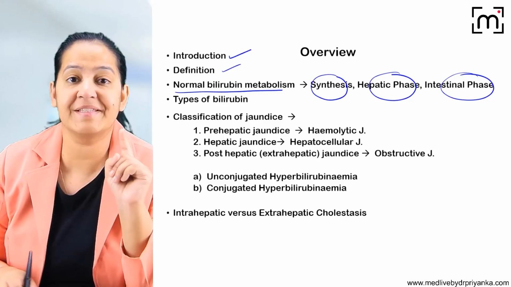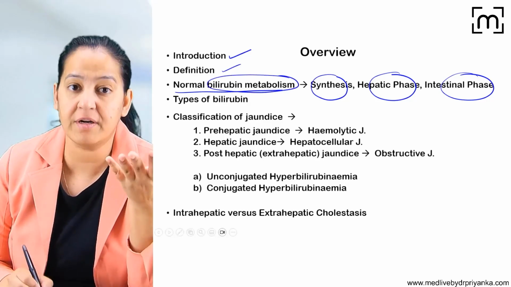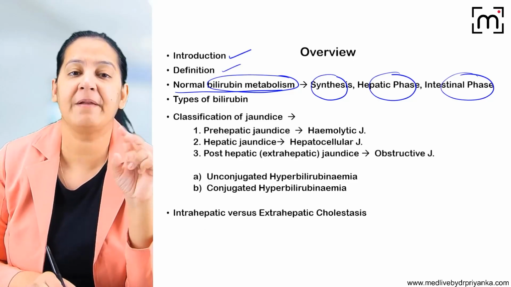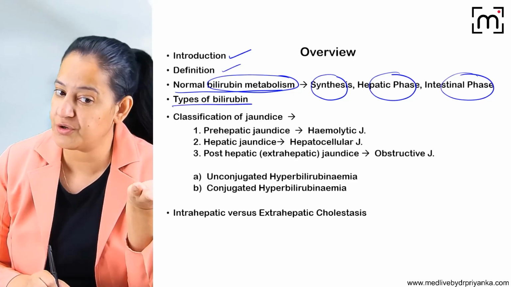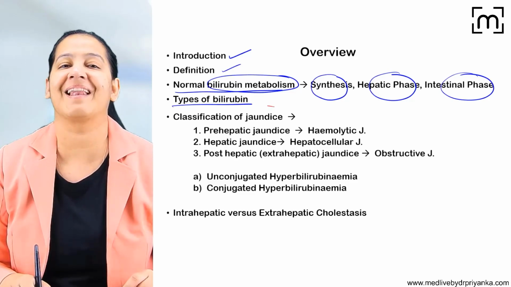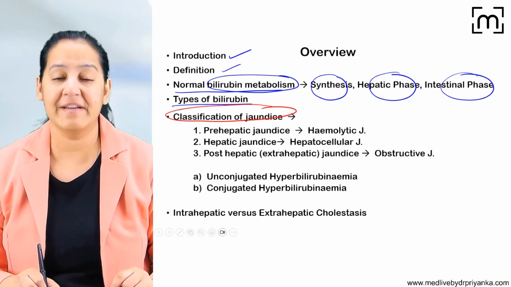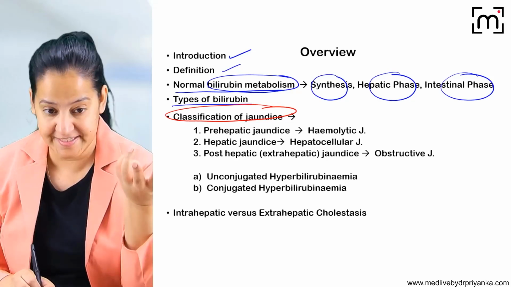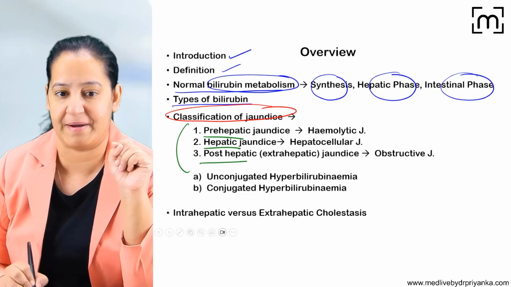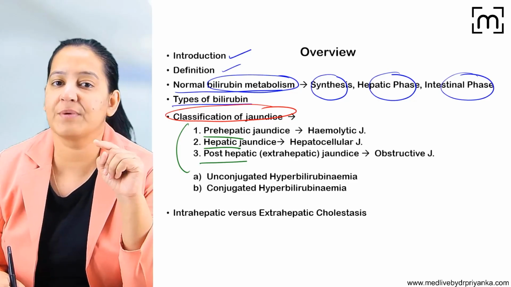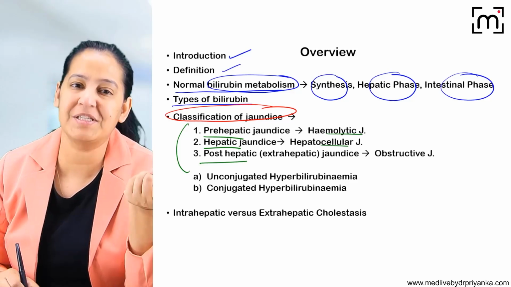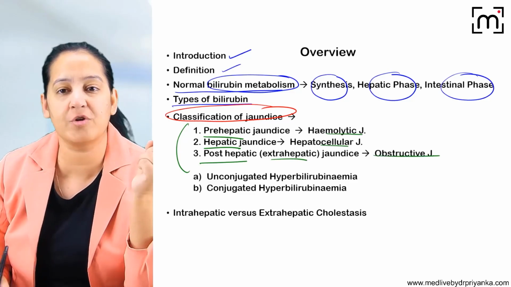Because if you don't understand the bilirubin metabolism, you cannot understand the types of jaundice. So first we will see the bilirubin metabolism, then we will see the two types of bilirubin, that is unconjugated bilirubin and conjugated bilirubin, and the differences between them. Then finally we will come to the classification of jaundice. So here I will discuss two different types of classification in detail. The first classification of jaundice is prehepatic jaundice, hepatic jaundice and posthepatic jaundice. The prehepatic jaundice is known as hemolytic jaundice, the hepatic jaundice is known as hepatocellular jaundice, and posthepatic or extrahepatic jaundice is known as obstructive jaundice.